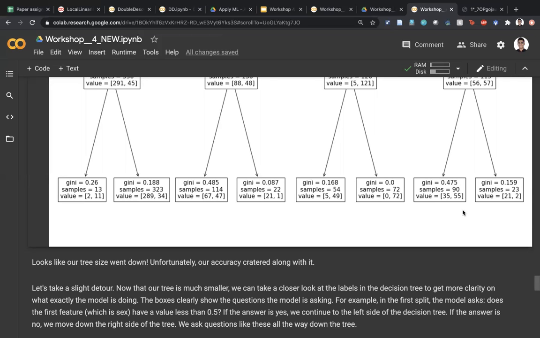Then we can look at the box that's second from the left with value equal to 35, 55. That means if somebody reached this box, 35 of them survived and 55 of them died. So that tells us we have about a 40-60 split between people surviving and dying if they reach this box. That means this box really isn't that great. It doesn't give us a whole lot of information, right? It gives us like a 40-60 split of actually being correct, which is pretty close to a 50-50 random guess.